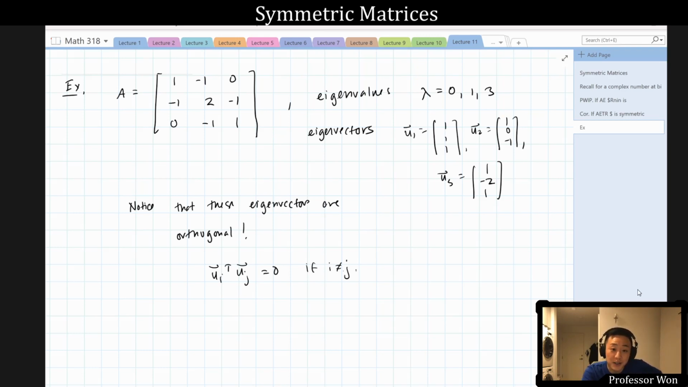So I encourage you to do some experimentation with a computer algebra system. Type in a random symmetric matrix, look at the eigenvectors, and then check for yourself that when you take the dot product, you get 0 when you take vectors from different eigenspaces. That's the content of the next theorem, so we'll see why that's true.